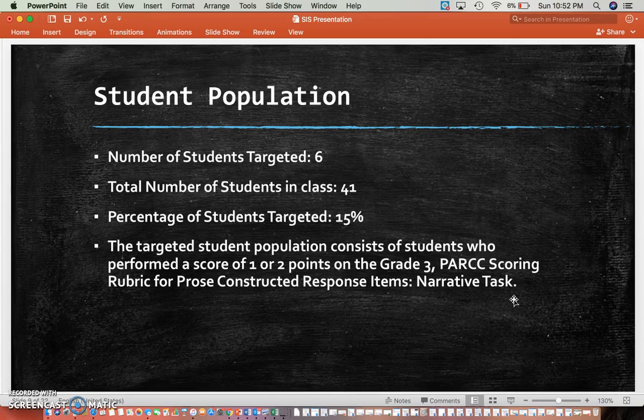The student population, the number of students targeted, was 6. Total number of students in the class, there were 41. Percentage of students targeted, I targeted 15% of students, and the targeted student population consists of students who performed at a score of 1 or 2 points on the grade 3 PARCC scoring rubric for prose constructed response items and narrative tasks.